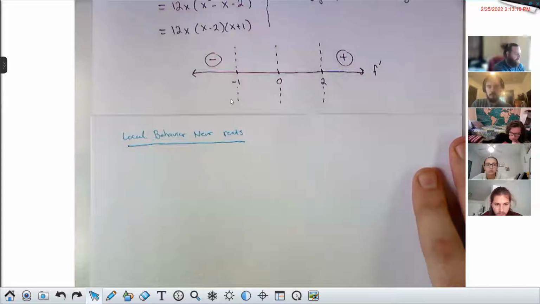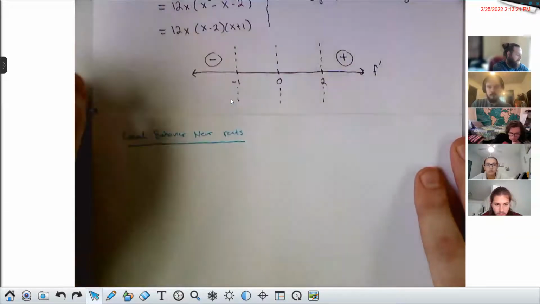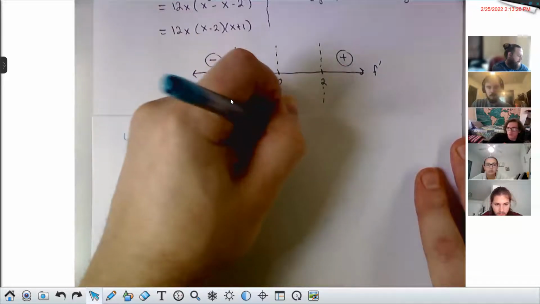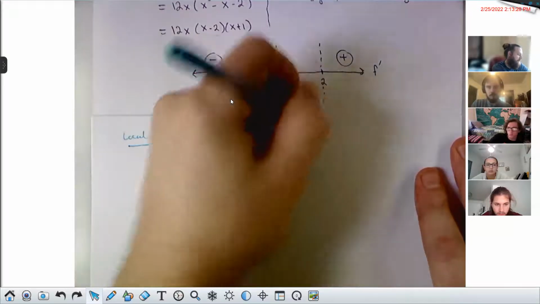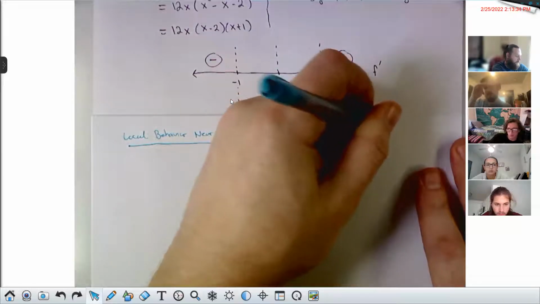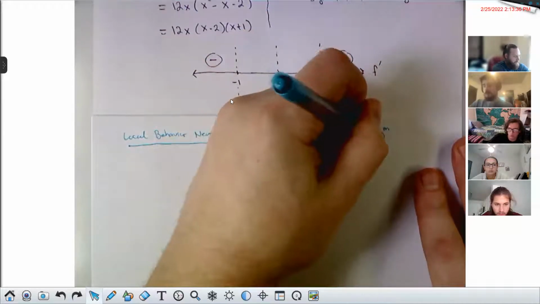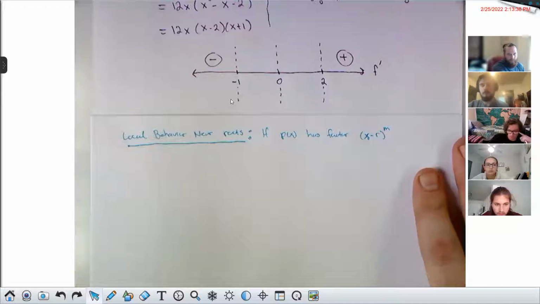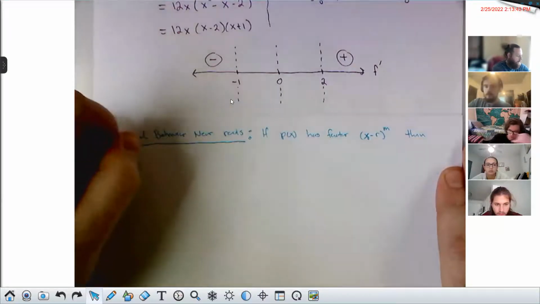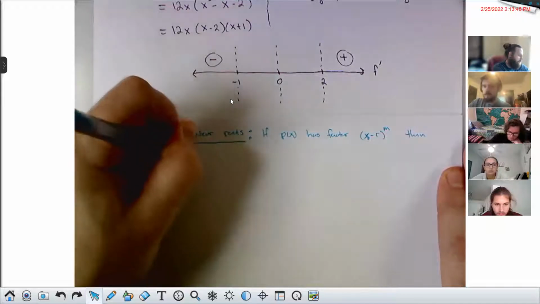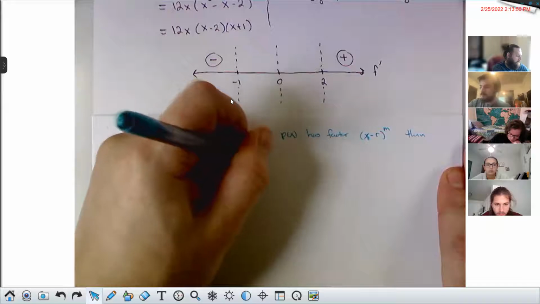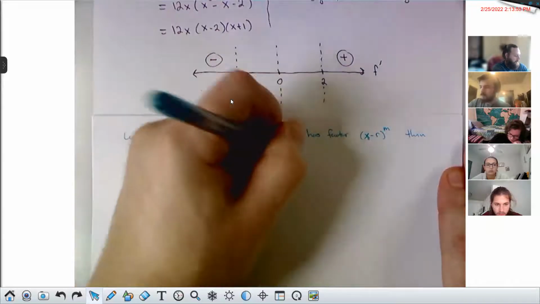It's based on the multiplicity. So if the polynomial p of x has a factor (x minus r) to the m, then m is the multiplicity. And then I say x equals r is a root of multiplicity m.